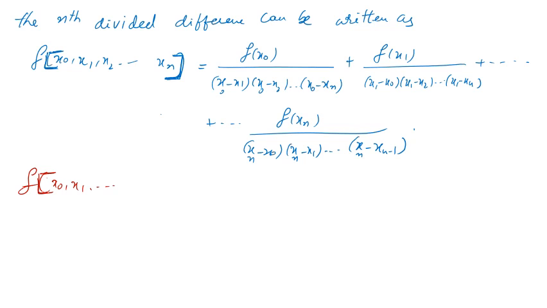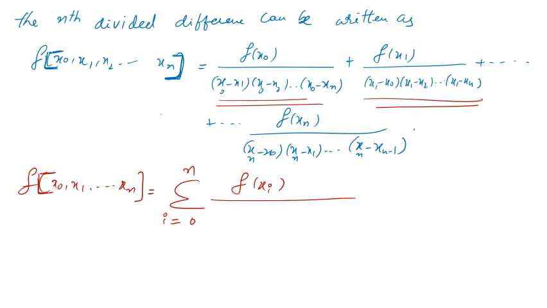So in general, I can write f of x0, x1 and so on, xn is equal to summation i equal to 0 to n. What is the numerator? f of xi. And the denominator is what? Product of how many terms? n terms. So this is the product, indicated by pi. Pi stands for product, xi minus xj, where j equals 0 to n, and i not equal to j. And both i and j run from 0 to n. This is the general formula for the nth divided difference.